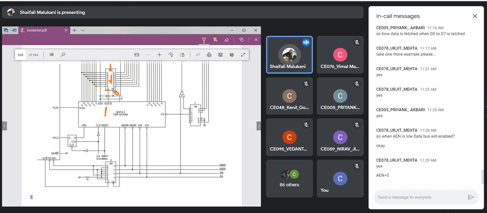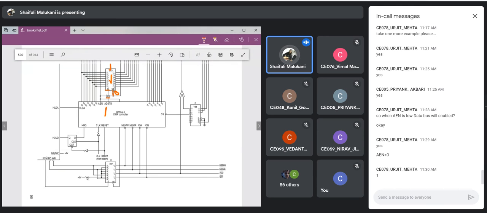Okay, so this value should be 0. Whenever this line is 0, at that time this value will be enabled. But what about this NOT gate? So what should be my value of AEN? See, whenever this input is 0, at that time this will be enabled. So what should be the value of AEN?